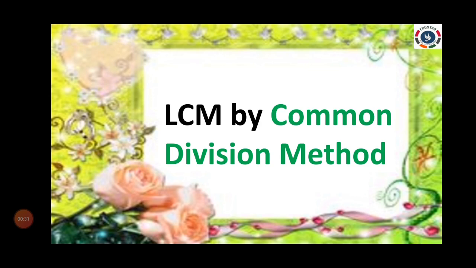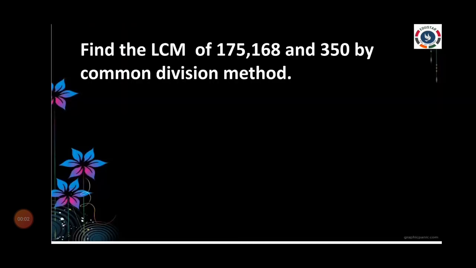I am going to explain through an example. Find the LCM of 175, 168 and 350 by common division method. Common division method means we are going to divide the three values commonly by using only one value. Whenever they ask to find LCM using common division method, you want to write all those numbers at a time. So, solution: 175, 168 and 350, you write all those values.